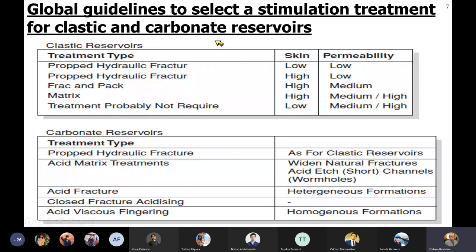Okay, and these two tables are also present in your book, so you can go through them. For clastic reservoirs, propped hydraulic fracturing is used for high skin or low permeabilities, frac and pack; matrix acidizing treatment may not be required for high to medium permeability with low skin. For carbonate reservoirs, propped hydraulic fracture is mostly used, and acid matrix treatment is used to create wormholes. We'll talk about that. Acid fracture, closed fracture acidizing, and acid viscous fingering. These are for homogeneous formations.